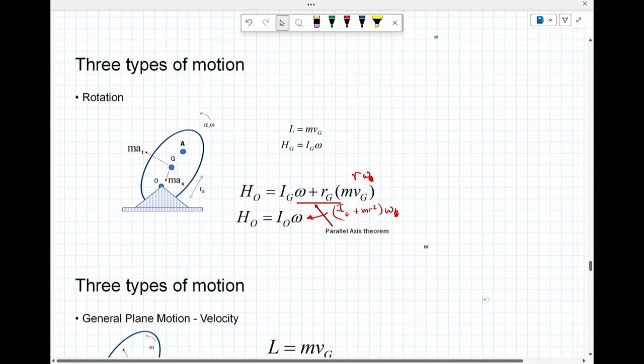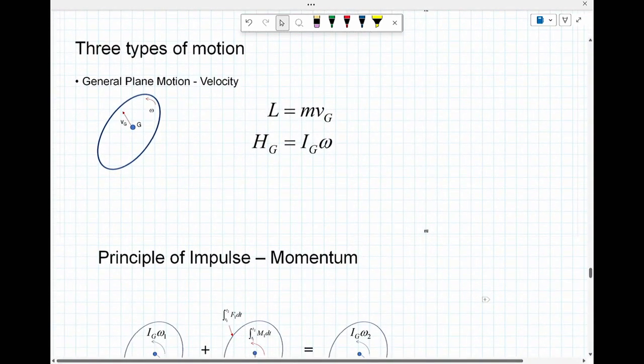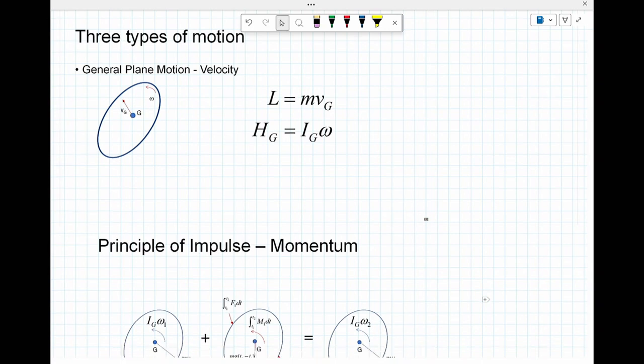For the case of rotation, you can do it about point G or about point O. In both of those cases, you're still going to calculate. So if you do the shift and you use the parallel axis theorem, or you look at what your terms are, you get the same result. And for a general case, general plane motion, you will have L equals m v_G, H_G equals I_G omega.